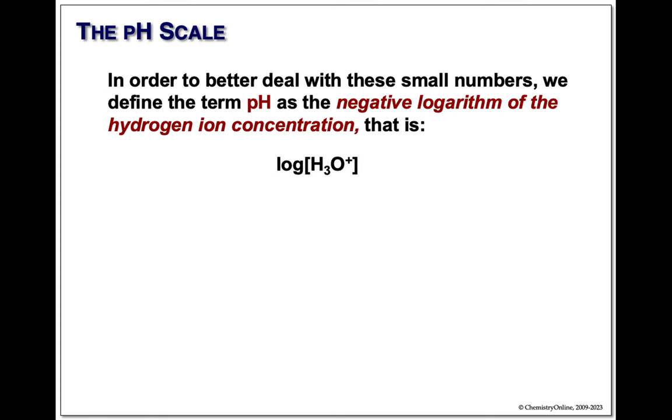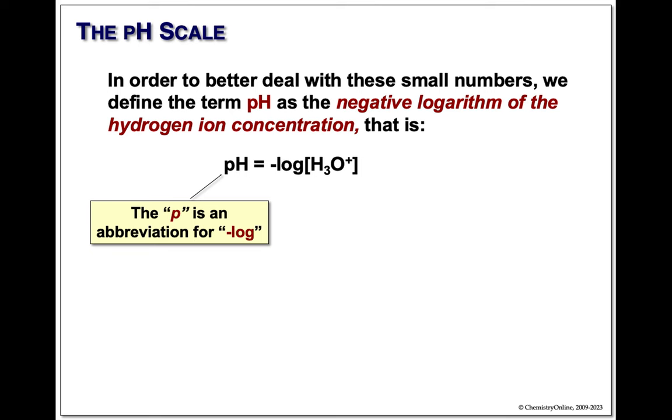Log of hydronium. Now, hydronium, we said, in neutral water was 10^-7. That's a negative number. Chemists didn't like being negative, so they multiplied everything by -1. And they called it pH. pH, the little p in front, is actually an abbreviation for the negative of the logarithm, in this case, of hydronium. All right.